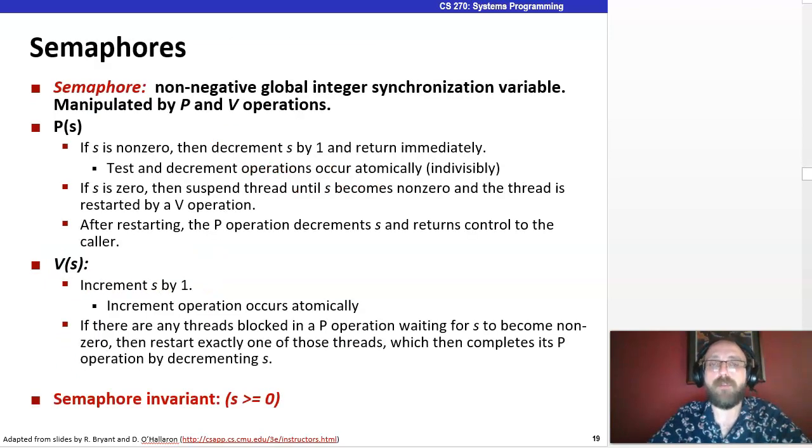So what's a semaphore? Well, it is a variable, a global variable shared among the threads that is used for synchronization. We are also going to guarantee it's non-negative. That doesn't mean we'll make it unsigned. That means in the way we use it, we will ensure that it never becomes negative. And we have two operations to modify it.